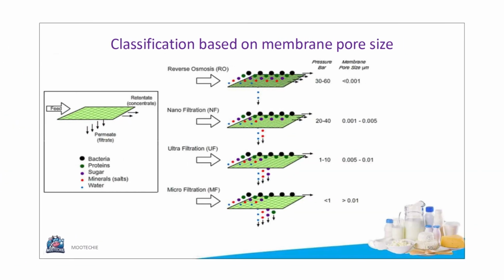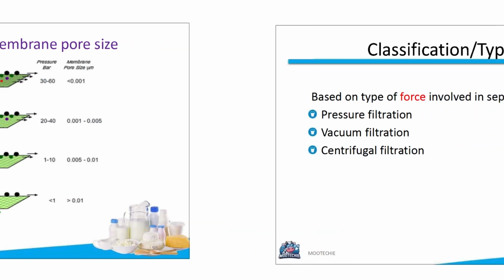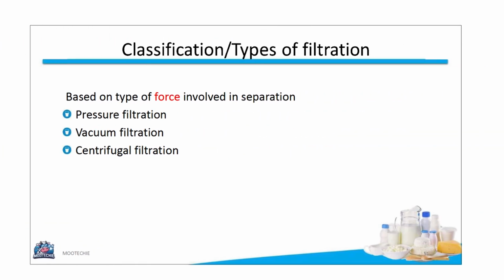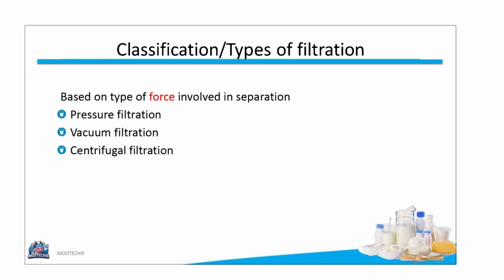We can also classify filtration based on membrane pore size. This includes reverse osmosis or RO, which has the smallest pores, nanofiltration, NF, ultrafiltration, UF, and microfiltration, MF, which has the largest pores. These are used to separate everything from water and minerals to sugars, proteins, and bacteria. Furthermore, filtration can be classified based on the type of force used. The main types are pressure filtration, vacuum filtration, and centrifugal filtration.